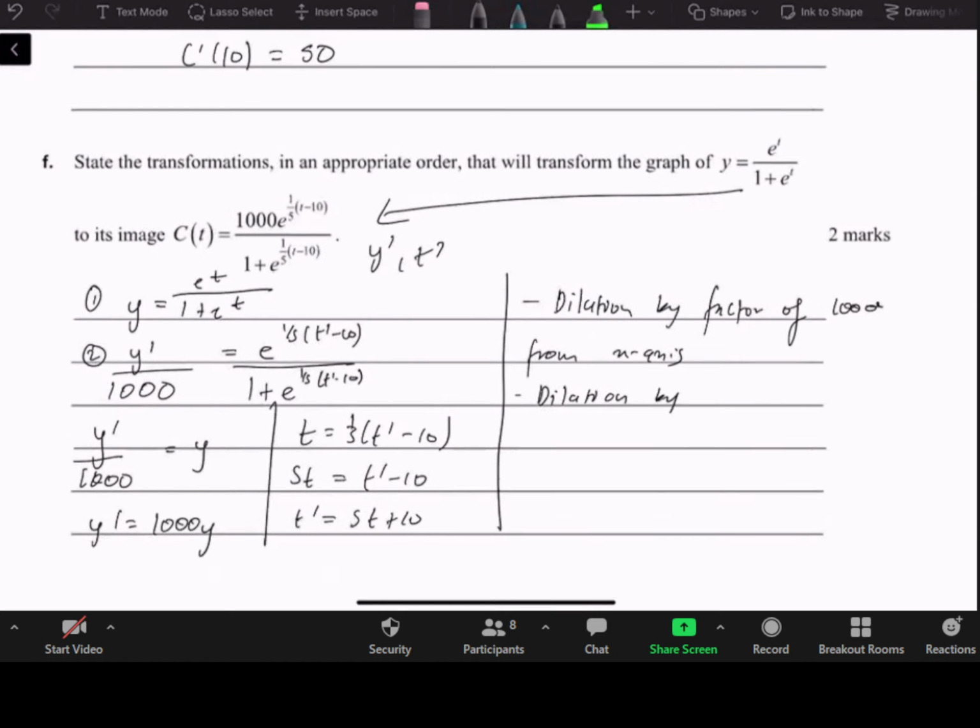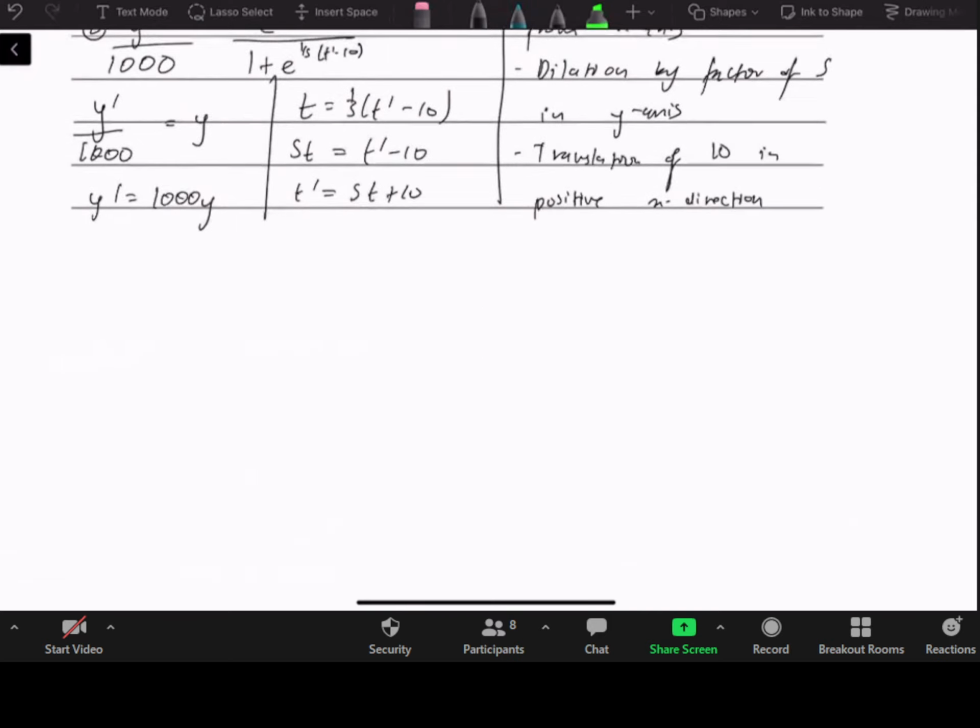So dilation by a factor of 5 from the y-axis. And then lastly, do the translation. So translation of 10 in the positive x direction, or you can write x-axis or something like that.